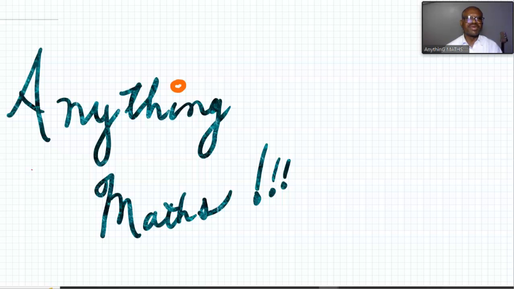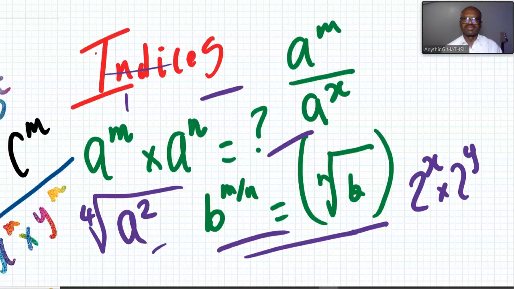The video is all about indices. So let's get right into it, shall we? We're going to start with the laws regarding indices. So let's look at the first law. A raised to the power m times A raised to the power n is given by A raised to the power m plus n.